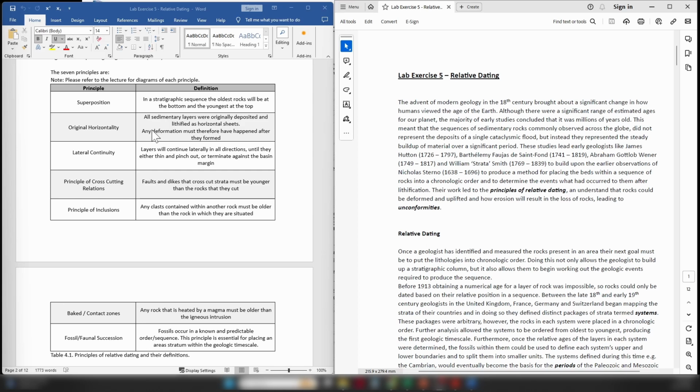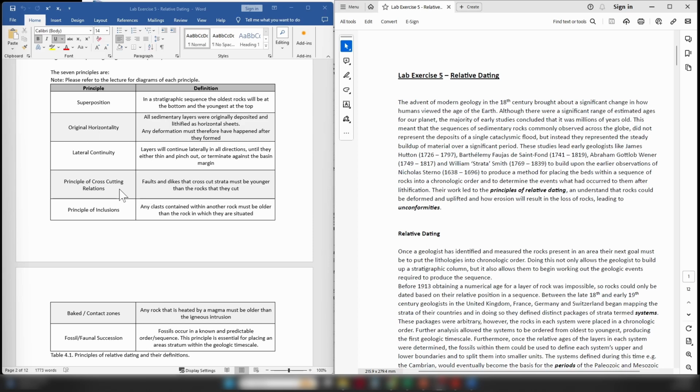So the next principle is the principle of lateral continuity, and that simply says your layer will extend in all directions laterally until either it runs out of material to form the layer, or that layer hits some kind of vertical surface and can't go any further.